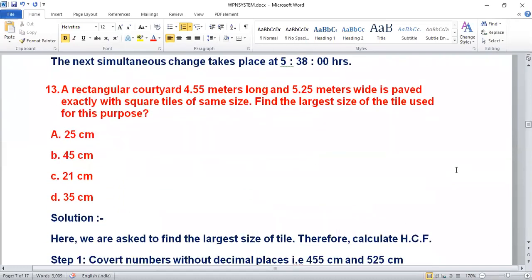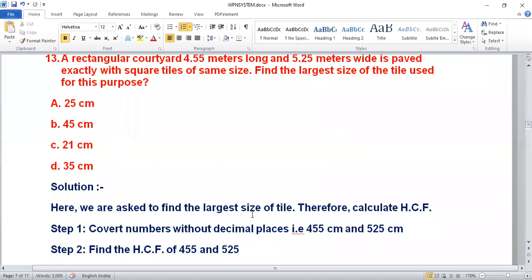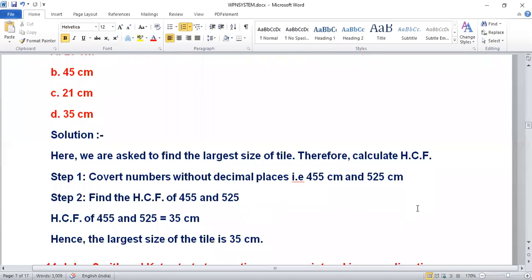Now this question is slightly different. Question number 13. In this question, they have given you a rectangular courtyard of dimensions, this, and it is paved exactly with square tiles of same size. You have to find the largest size of the tile used for this purpose. We have to find the largest size, so we will just find the HCF of these two numbers.